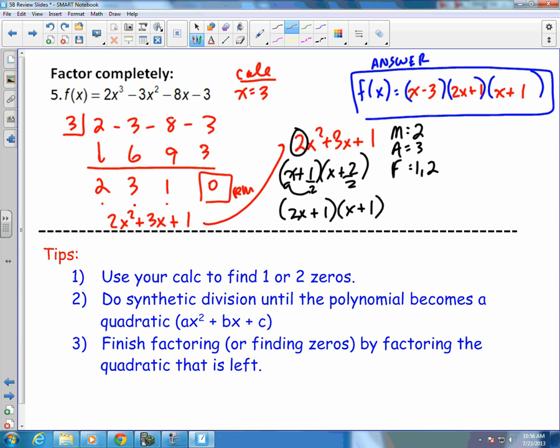Okay? So this is my answer. I didn't want to find the zeros. Not really interested in the zeros. I'm interested in the factors. So I found the first factor with my calculator, and then I found the other two factors by doing synthetic division and getting a quadratic, and then factoring the quadratic using MAF. So that was number 5.